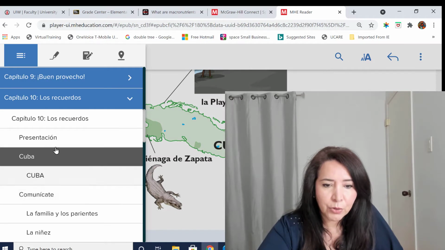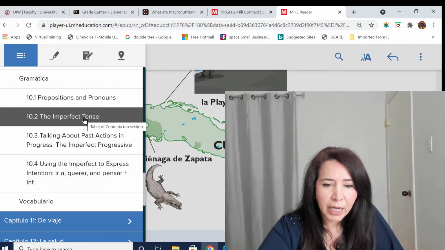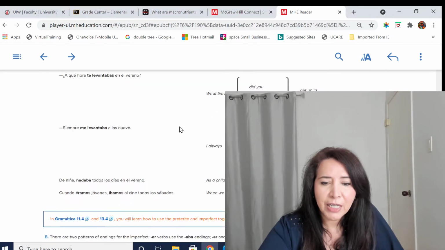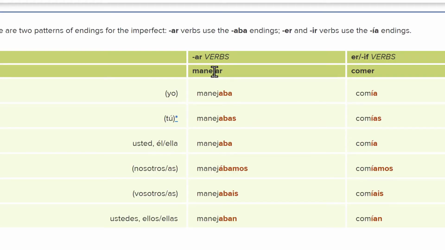So if we go to chapter 10 and you go to grammar, take a look at the imperfect tense. Okay? The imperfect tense is very easy. As you can tell, if a verb ends in AR, just get rid of the AR at the end and add any of these endings. So, for example, if you wanted to say, I used to drive, you would say, yo manejaba. So you would be adding that aba. Tú manejabas. Usted manejaba, and so on. And they give you the endings here.